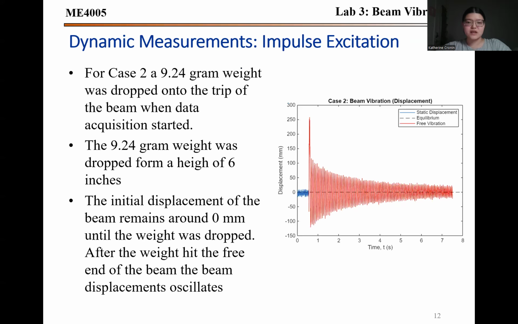And then here for case two, we would actually drop a weight from 6 inches above the end of the free edge, the free tip of the beam. And you can see how in the beginning it was basically around 0 until the weight was dropped. And then you can see how the beam is then in a free oscillation.